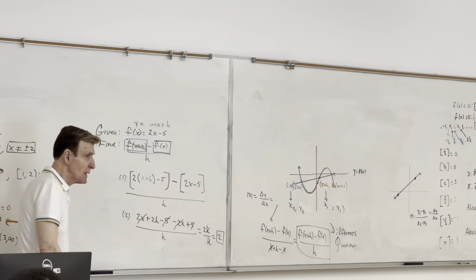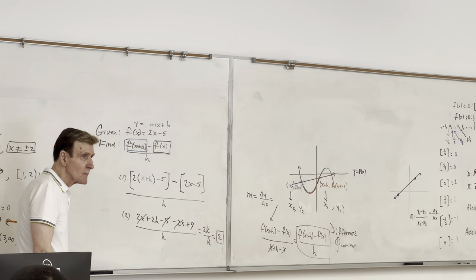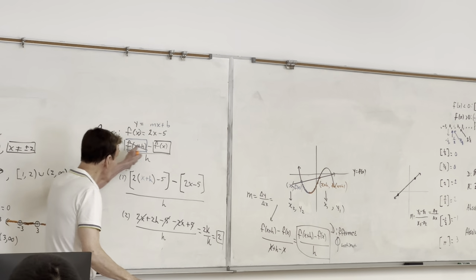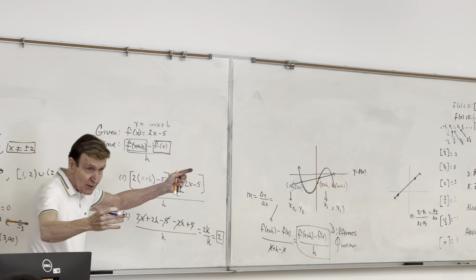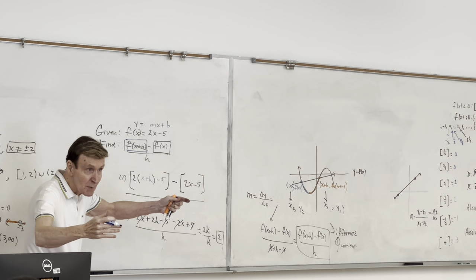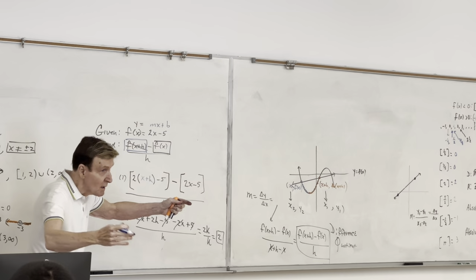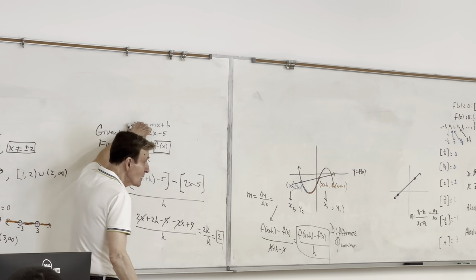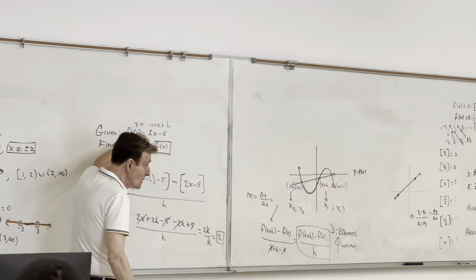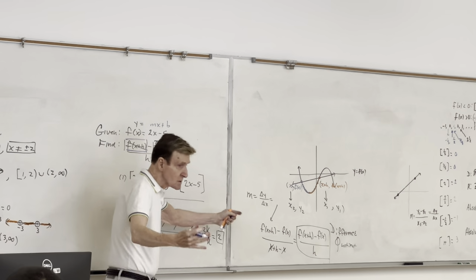Remember mx plus b? Is that what my original black function was given to me? Is that the form it takes? mx plus b. What's the m representing? What's the slope here? What do we get? Slope.